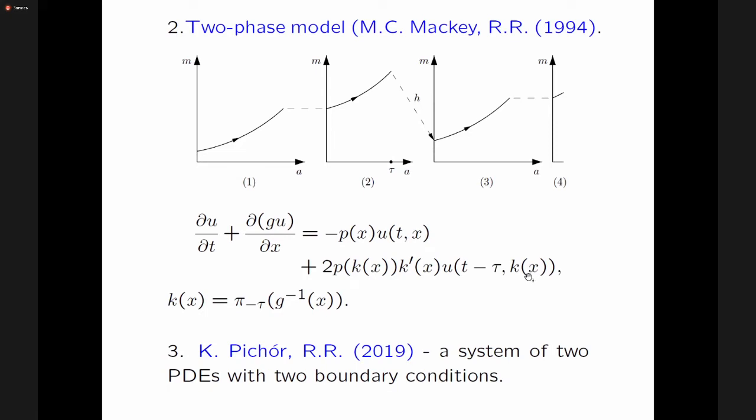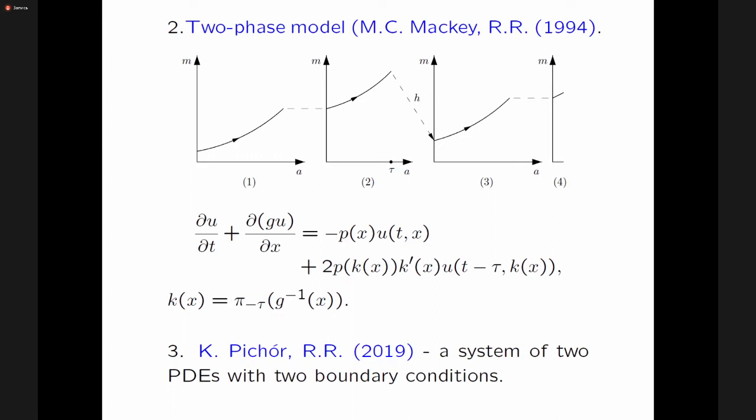We can also consider a two-phase model described by a system of two PDEs with two boundary conditions. So it's another approach to this model. But there is a very big biological problem, and we should create such mathematics which could be useful for biologists, not only for us.